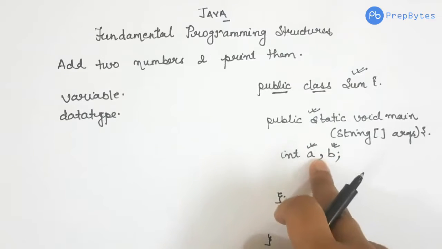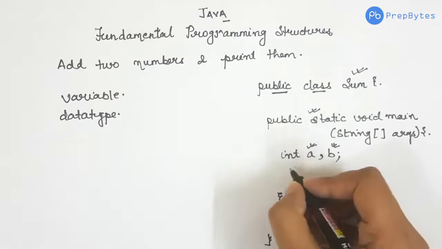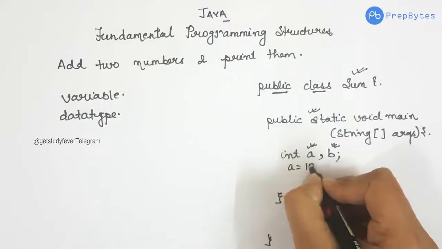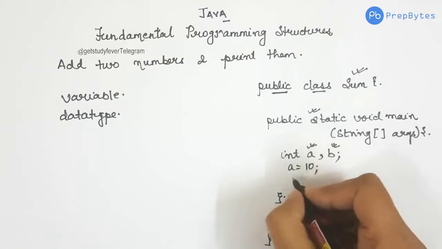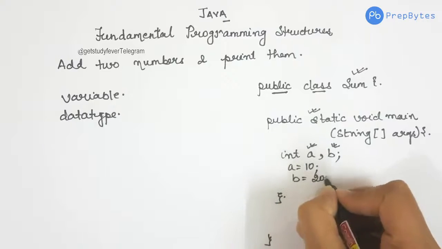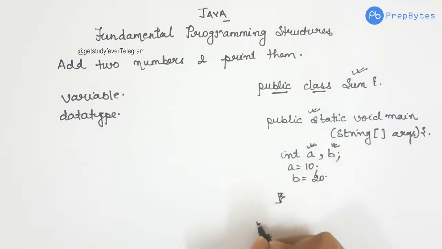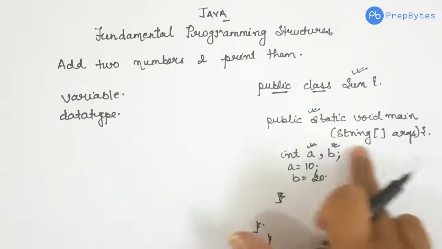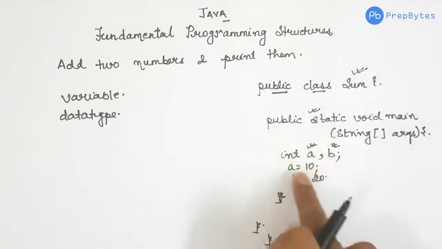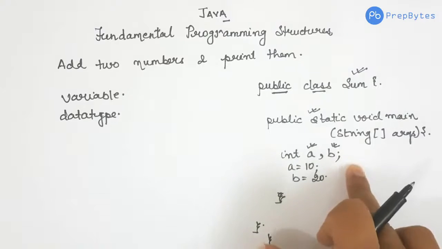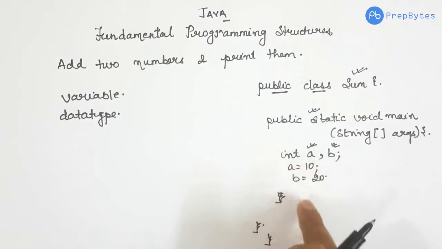Now we will initialize these variables. We will give some numbers to these variables. So let's say A is 10 and B is 20. I'll move the curly braces here. Here we have declared A and B. Here we have done the initialization, which means I'm giving values to A and B.